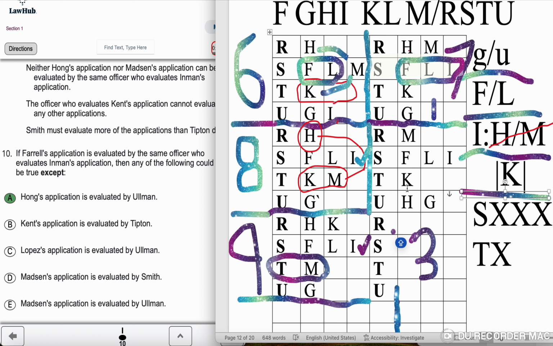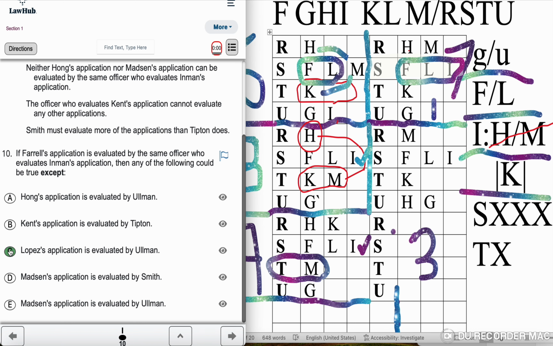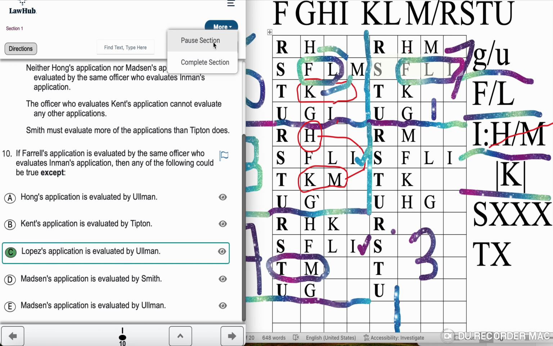So K is evaluated by T. That's also working out. L is evaluated by U. I don't see that working out in any of the worlds at all. And the worlds that we created were where F is evaluated by the same officer who evaluates I, meaning that F and I are together. We don't see L with U at all, so let's go ahead and choose that as the option. Answer C, L application is evaluated by U.